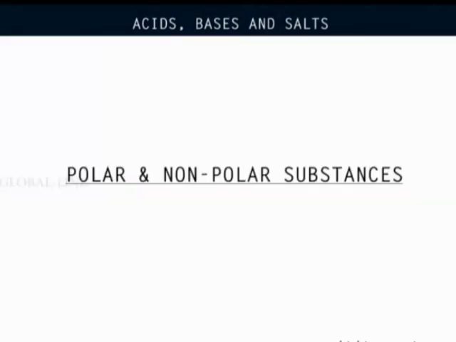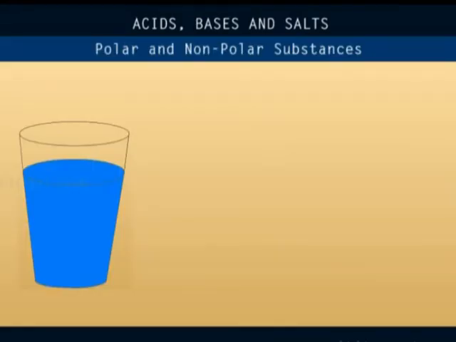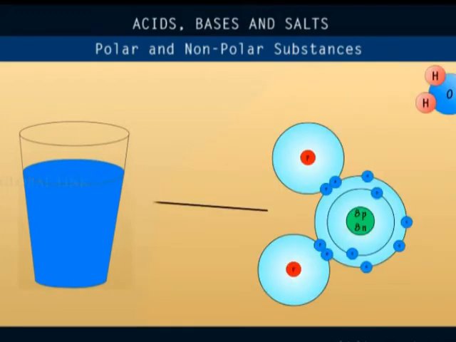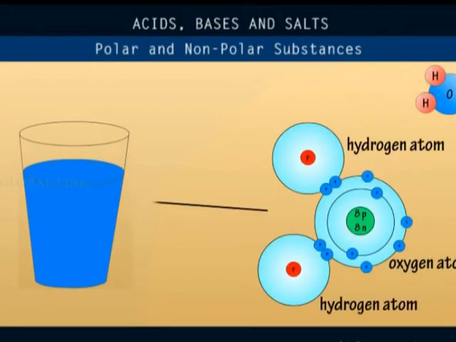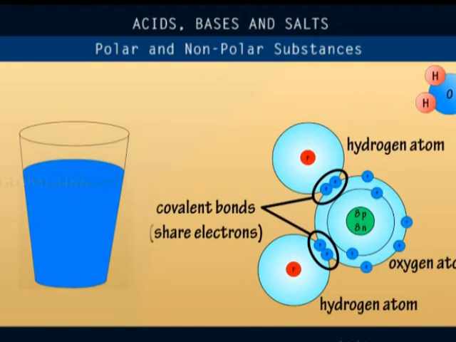Now, before we look at salts, let's talk about polar and non-polar substances. Consider the structure of a water molecule. A water molecule is made up of an oxygen atom and 2 hydrogen atoms that are covalently bonded, or share electrons. However, the electrons are usually not equally shared between the atoms.